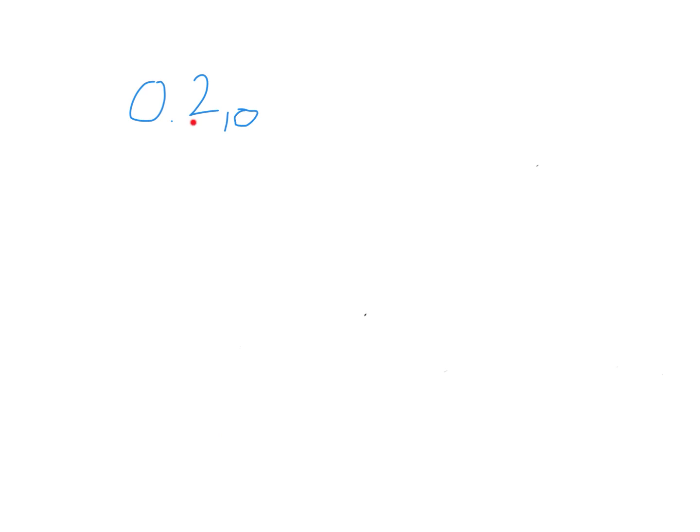So we're going to write 0.2 in base 10 as a recurring decimal in binary. So 0.2 is a terminating decimal in base 10, but it turns out it won't be in binary. So how do I know that? Well, 0.2 is 1 over 5.